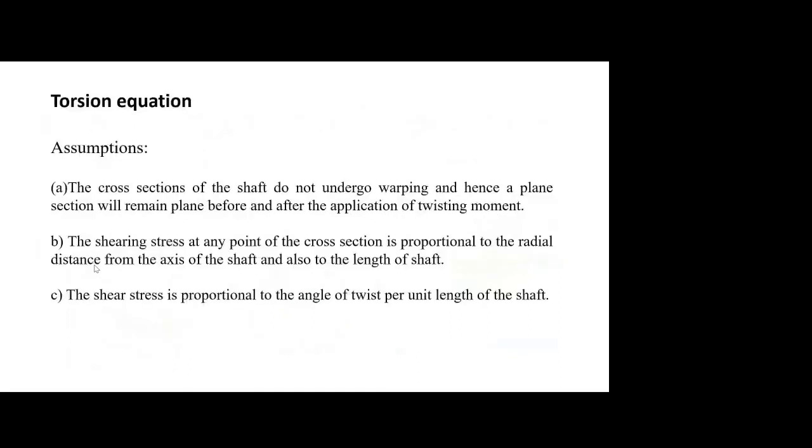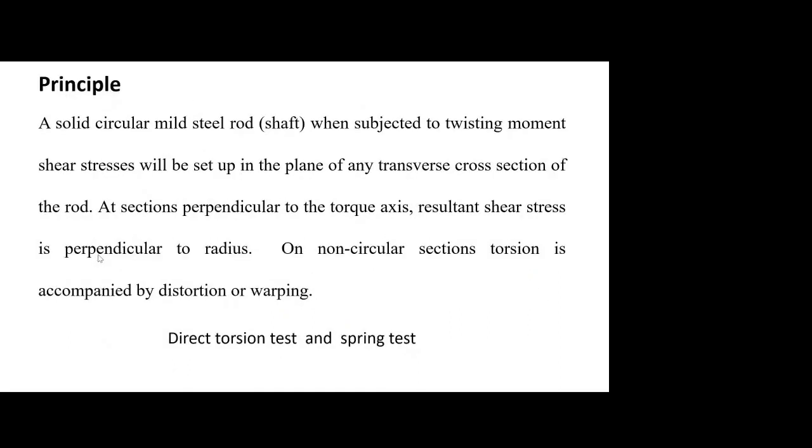We can conduct either the direct torsion test or the indirect torsion test. In the direct torsion test, we are applying the twisting moment directly. The spring test that we conduct is also to determine the modulus of rigidity of the specimen under torsion. But there we are applying only the axial load, and because of the particular shape of the spring, shear stress will be developed in the section, and from that we calculate the modulus of rigidity. Now today we are discussing the direct torsion test that is conducted on a circular cross section mild steel specimen.